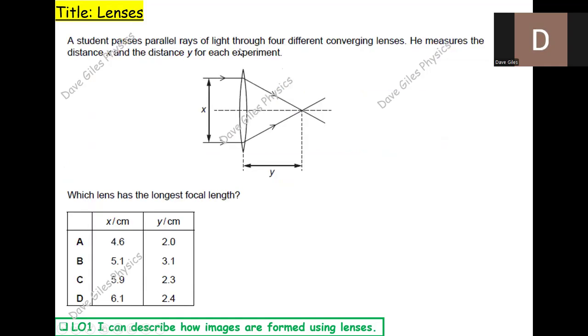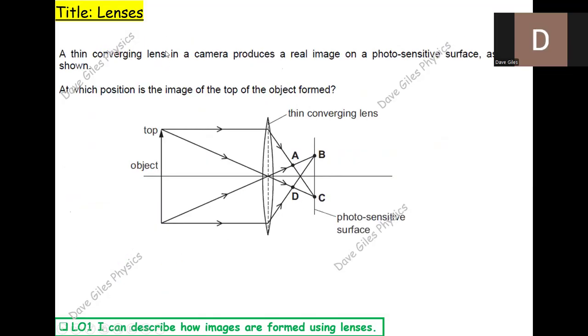And a student passes parallel rays of light through 4 different converging lenses. He measures the distances x and y for each experiment. Which lens has the longest focal length? Well, the focal length is the distance from the center of the lens to where the rays form. So here. So it's one of the biggest y. So that would be this one here, 3.1 centimeters.